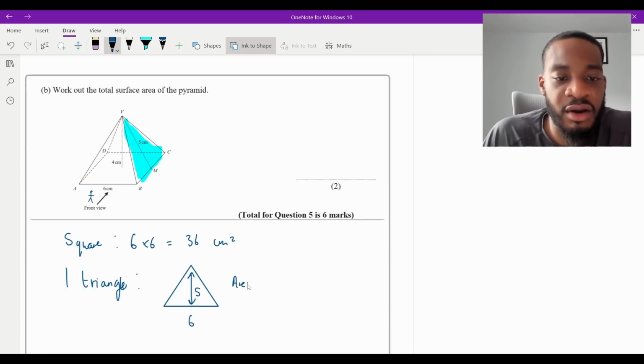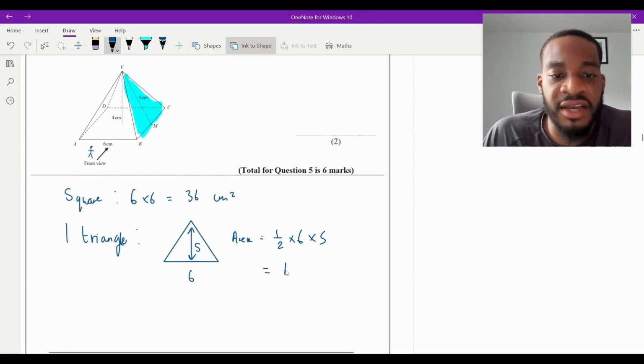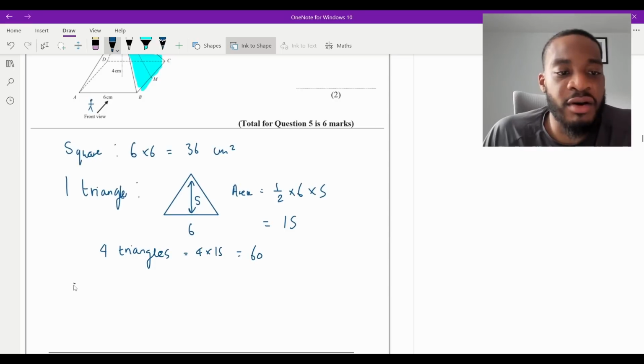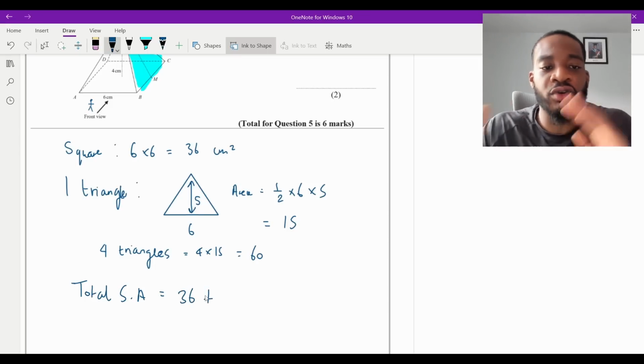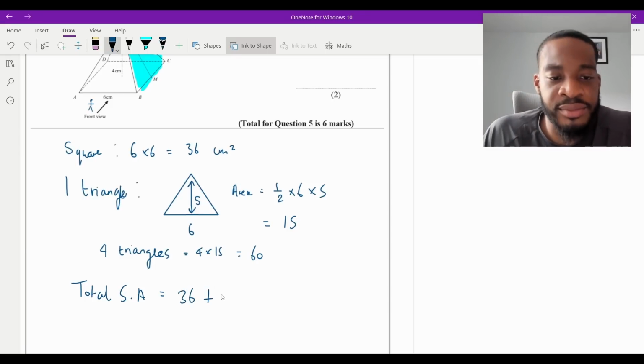So the area is just going to be half times base times height, isn't it? Half times the base times the height, which is half times 6 is 3, 3 times 5 is 15. So that would be 15. That's one triangle, and then there's 4 triangles altogether. So we would just times that by 4. 4 times 15 is 60. So therefore, the total surface area, SA for surface area, is going to be the area of the square at the bottom, which is 36, plus the 4 sides of the triangles, which is 60. 36 plus 60 is 96. So it's going to be 96 centimeters squared. And I'll just put that here as well.